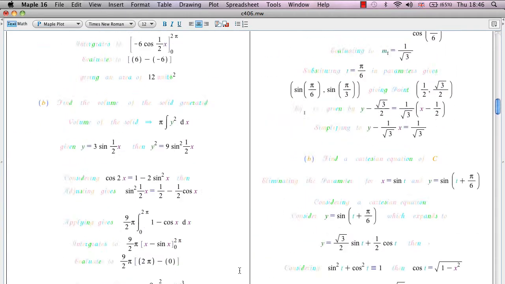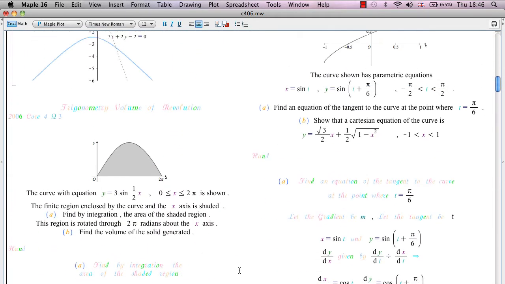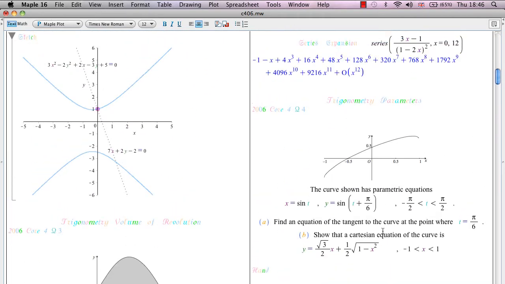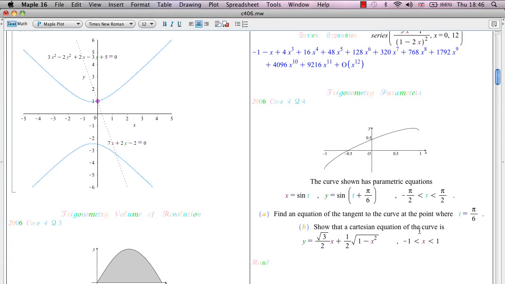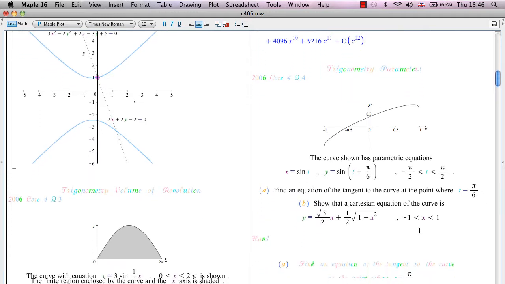Question 4, trigonometry parameters. The equation of the tangent to the curve, where t is pi over 6, and then a Cartesian equation in B.